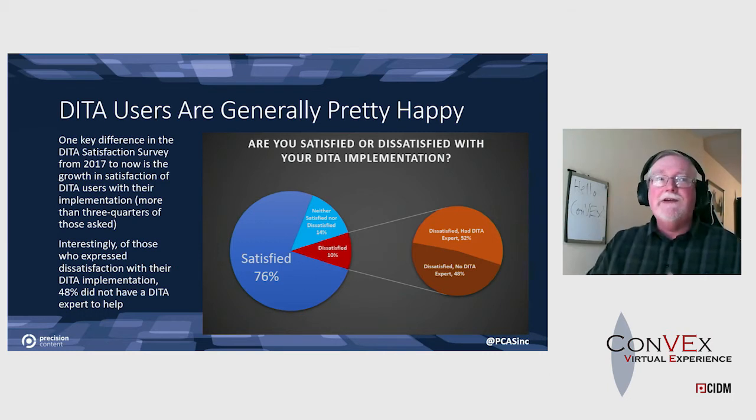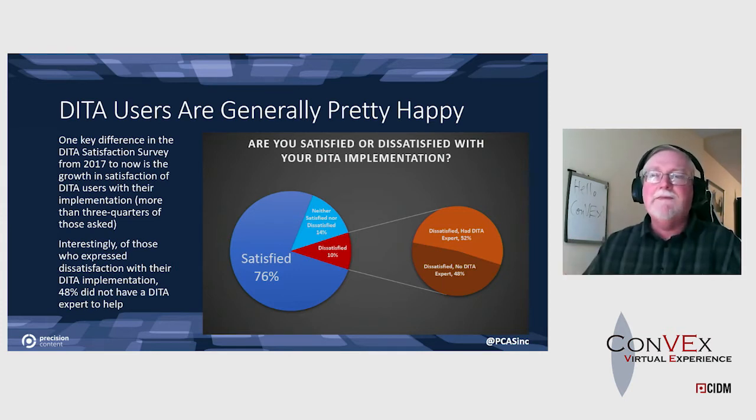Interestingly, of those who expressed dissatisfaction with their DITA implementation, almost half did not have a DITA expert to help them along the path. So those in the dissatisfied slice seem to represent those who did not seek any sort of outside advice or bring in somebody who already had experience with DITA to help with the implementation. That, I think, does speak to the fact that it really does help to have somebody with the requisite knowledge to help with effective change management. So overall, I'd say teams guided by an external expert report fewer complications and higher satisfaction rates.